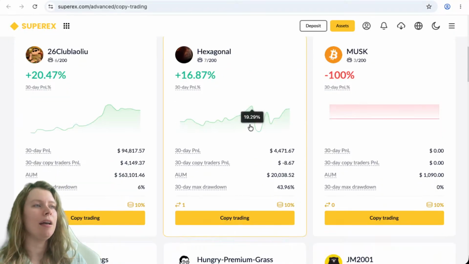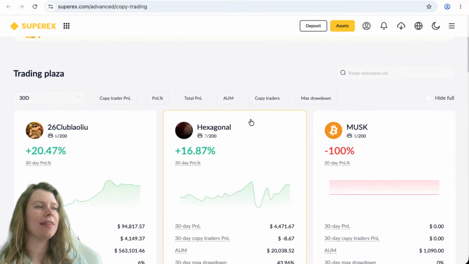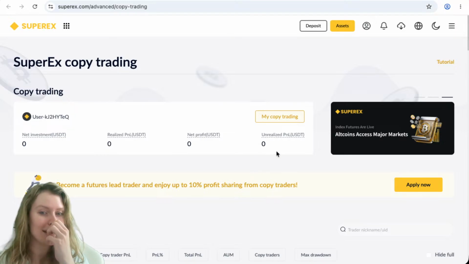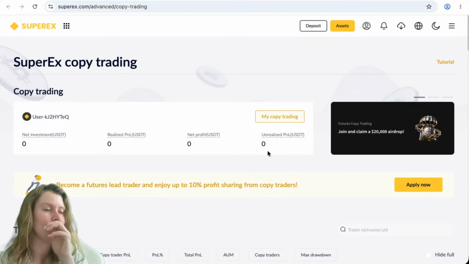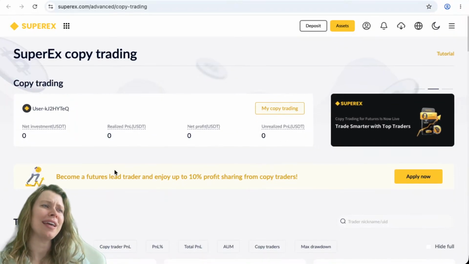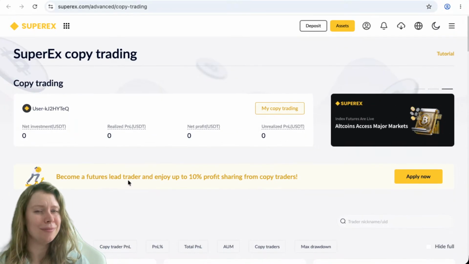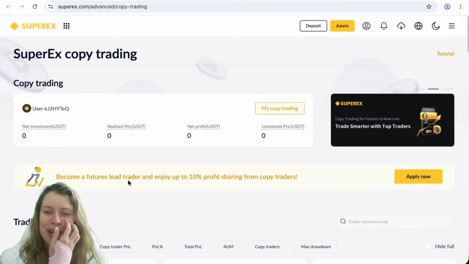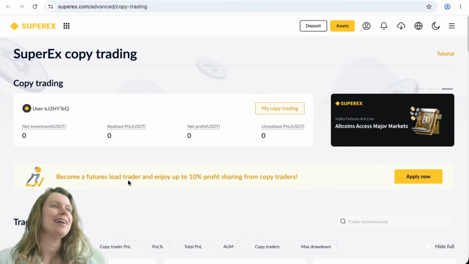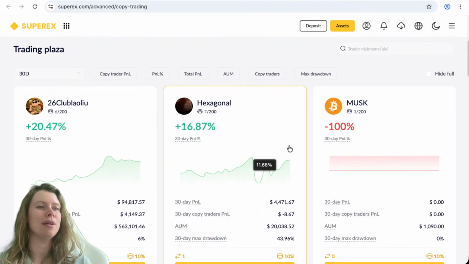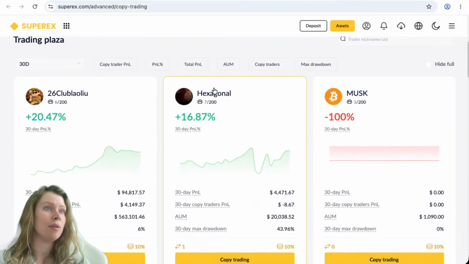So yeah, I definitely think that copy trading is something that suits my personality, because I don't want to be the leader, and I personally don't think I would be a futures lead trader, just because I think I would stress too much about losing money for other people, whereas I definitely could be a follower and find someone whose numbers suit something that I would be interested in.